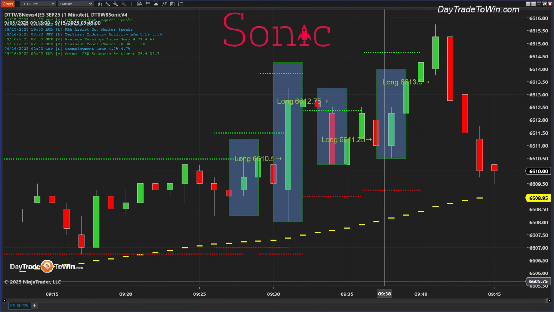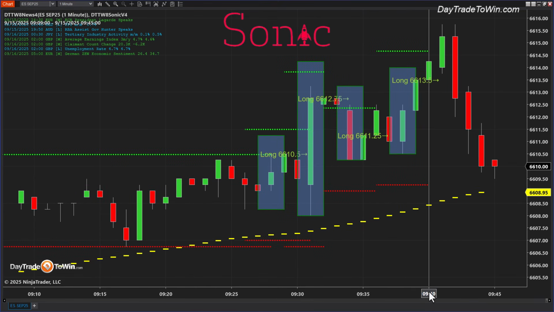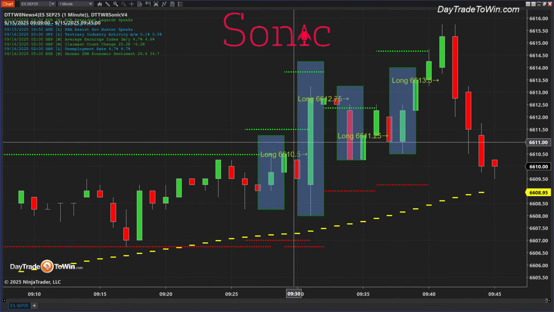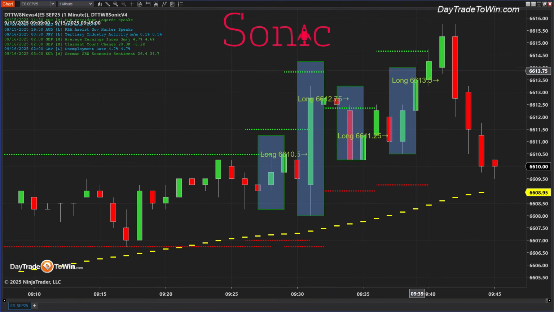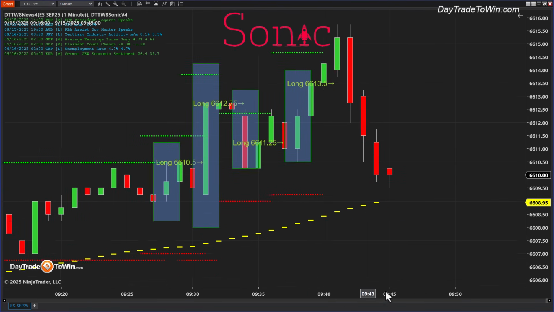So I just added the Sonic system to my chart on the E-mini S&P 1-minute chart. A lot of great trades here. Each trade could be worth anywhere between $200 and $500 per trade, depending on how many contracts you're trading.